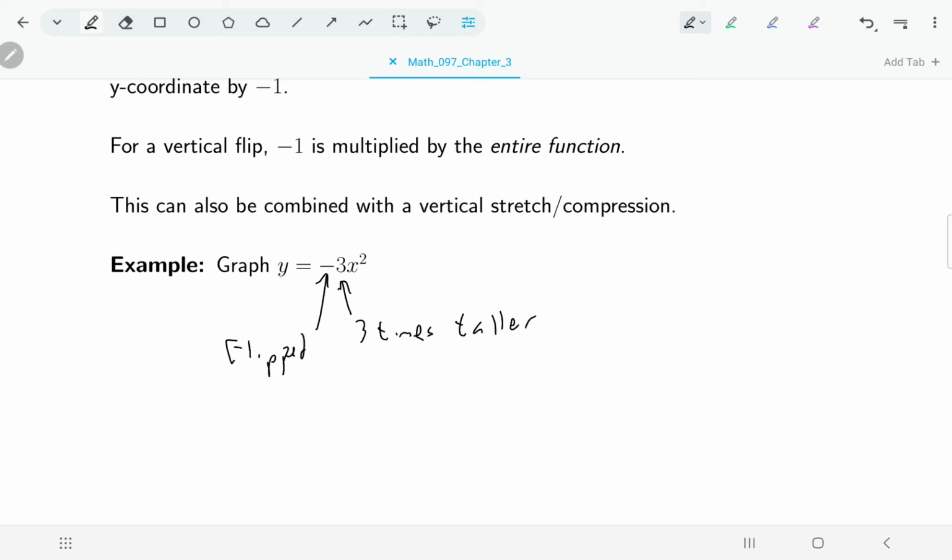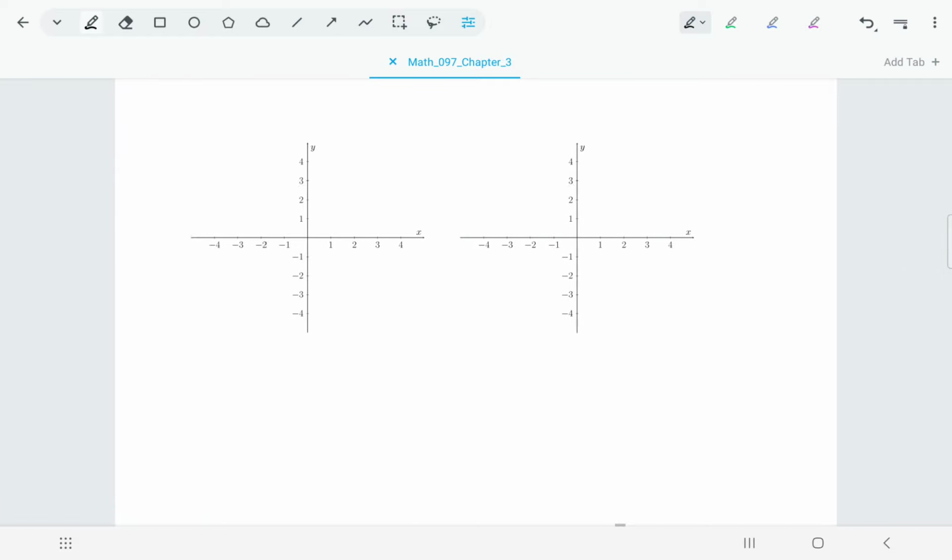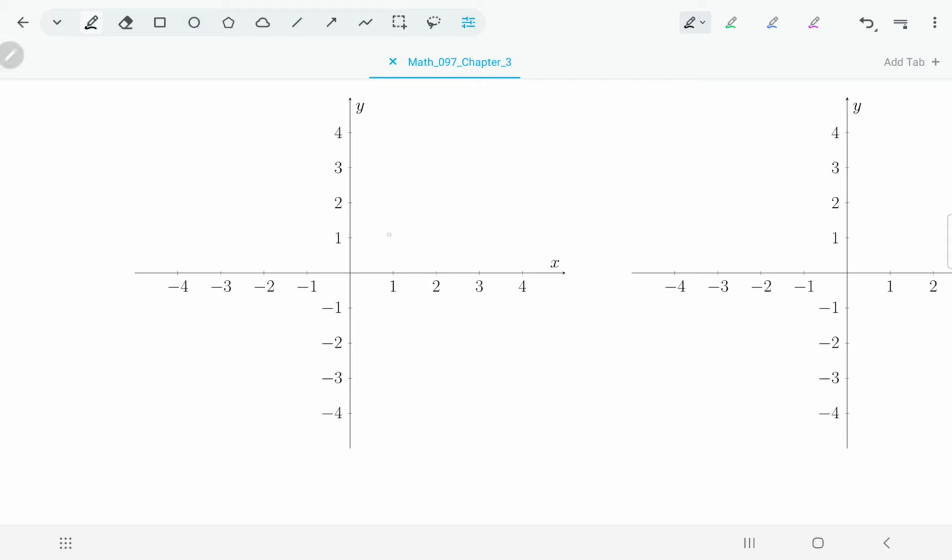But both are going to be done at the same time, because what we're going to do is multiply every y value by -3. So by multiplying each y value by -3, we're just doing two things at the same time. We'll be stretching and also flipping. So basic shape, y equals x squared, as always, goes through (0, 0), (1, 1), and (-1, 1).